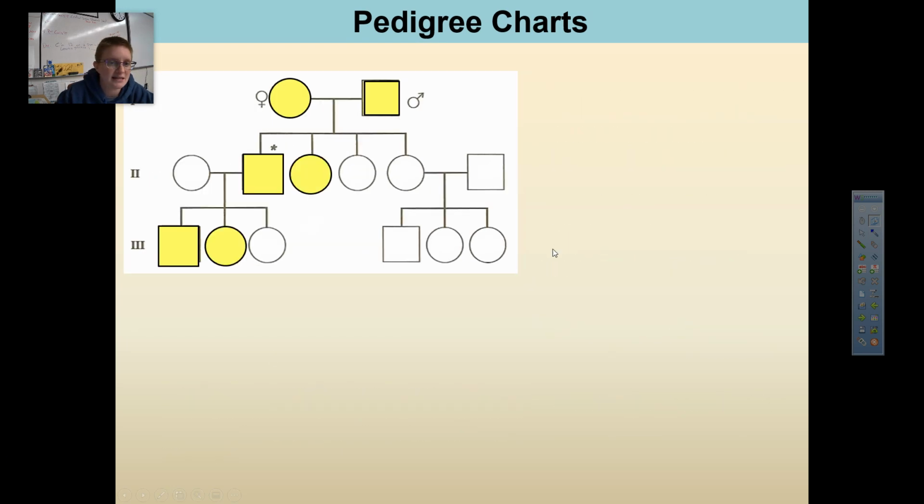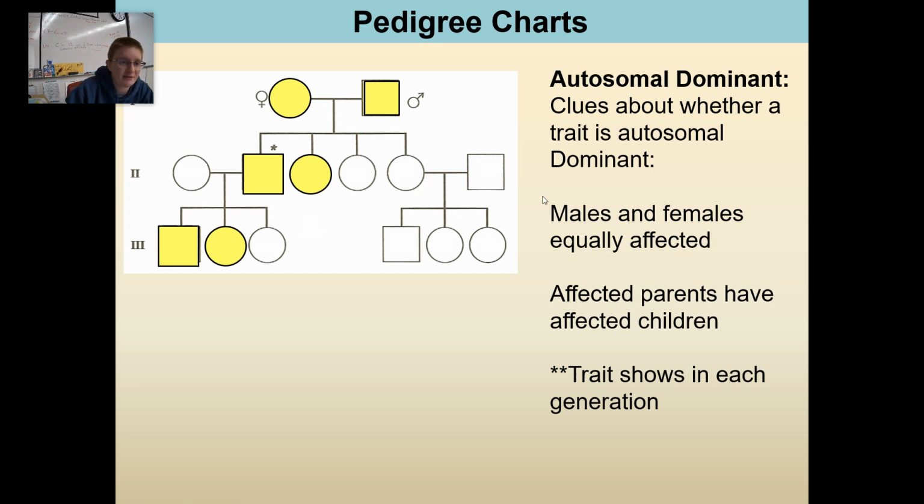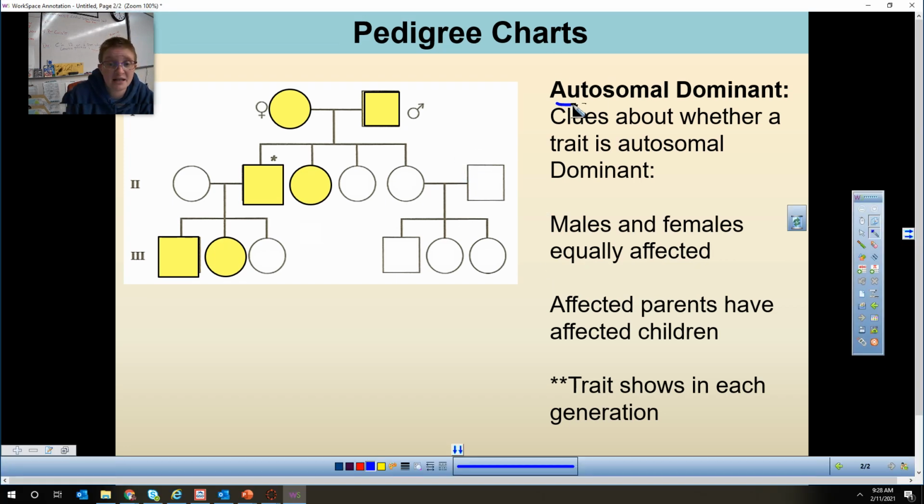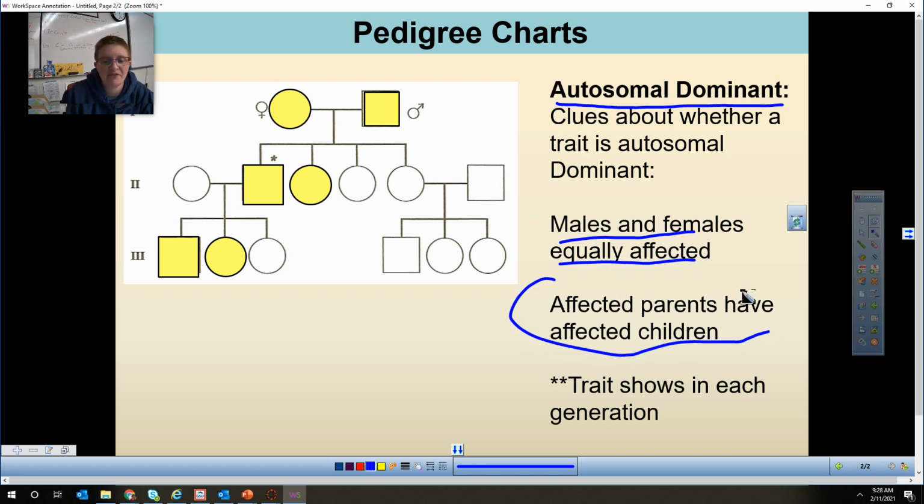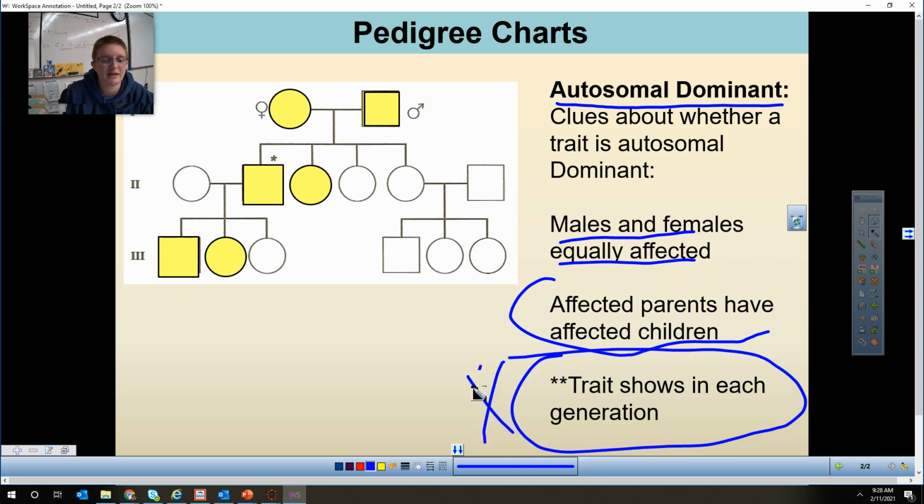All right. Next up, a pedigree to make sure you're able to identify is any autosomal dominant pedigree. So autosomal, again, is not a sex chromosome, so that means that males and females will be equally affected. Okay. And then affected children have affected parents. So this affected child has affected parents. This affected child has affected parents. You're not going to have any surprises. The trait's going to show up in each generation. All right, and that's just a dominant inheritance pattern.